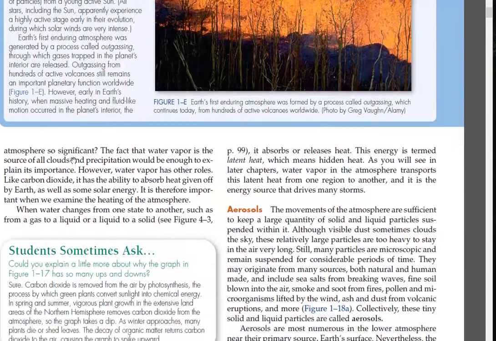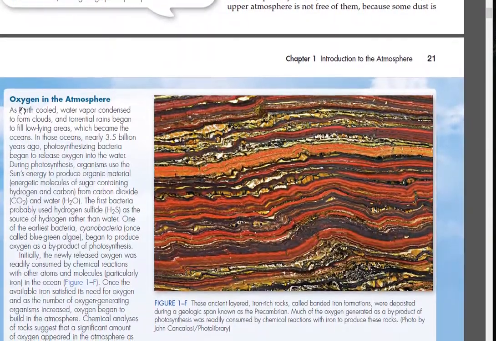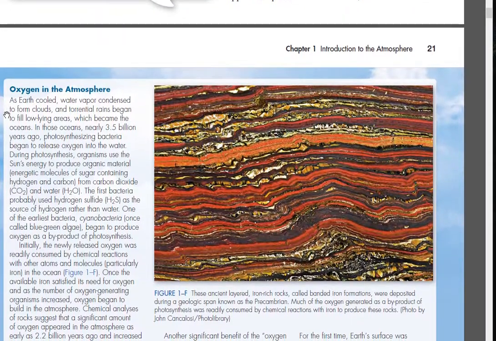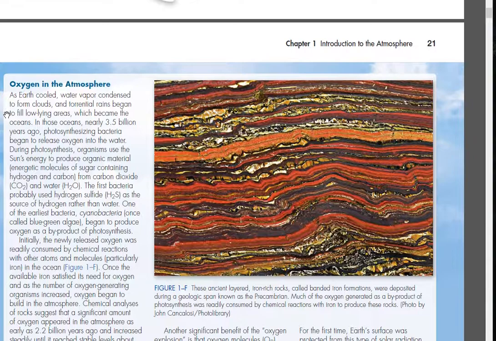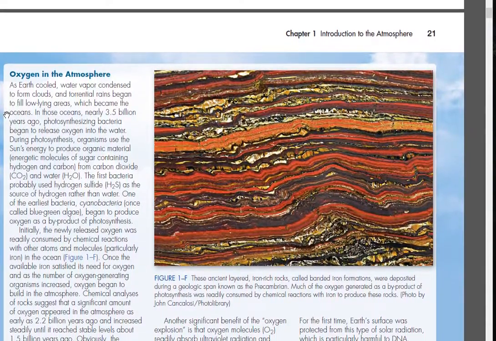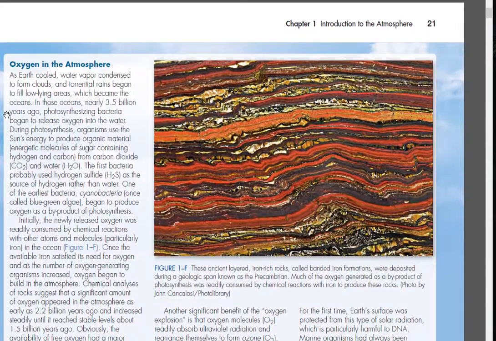Oxygen in the atmosphere. As Earth cooled, water vapor condensed to form clouds, and torrential rains began to fill low-lying areas, which became the oceans. In those oceans, nearly 3.5 billion years ago, photosynthesizing bacteria began to release oxygen into the water.